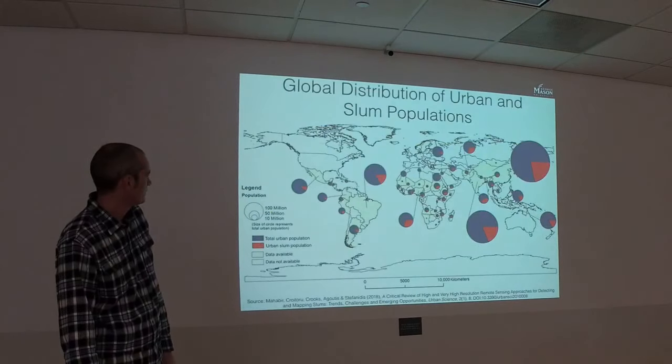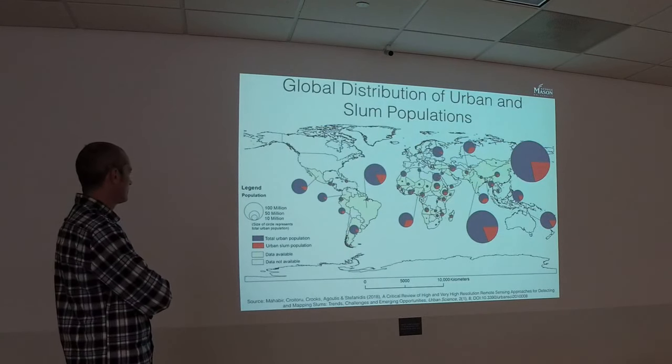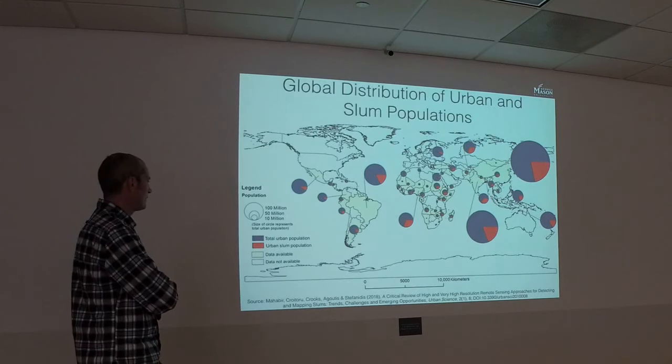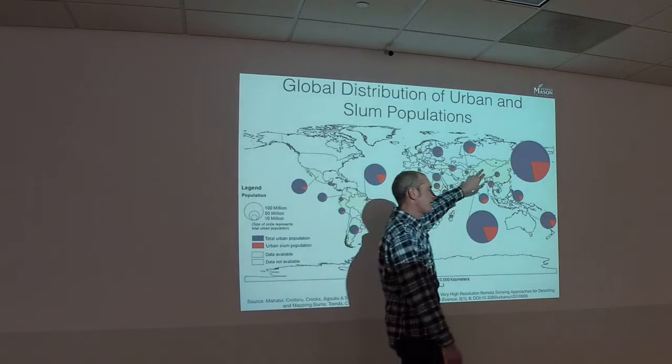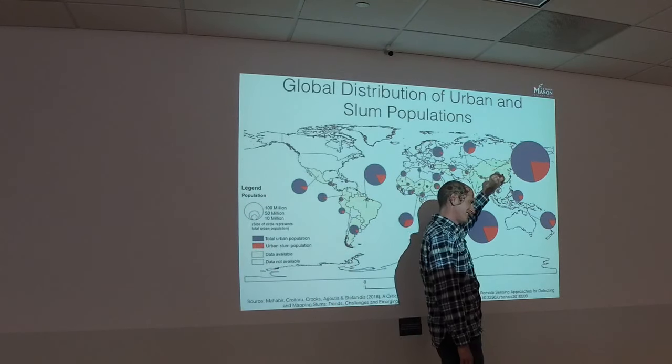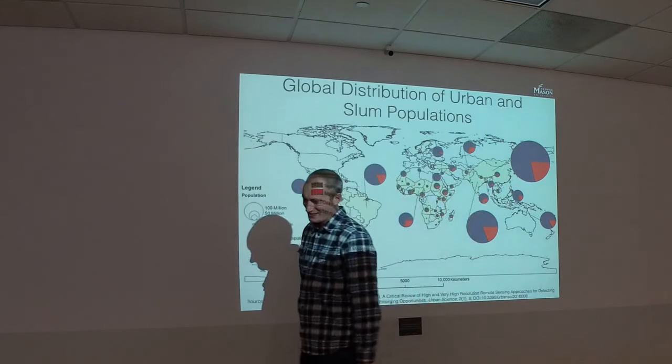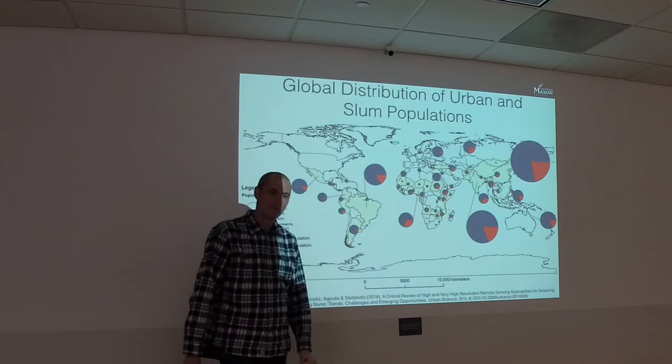Back to that one, is it your classification or somebody else's? This is from the UN data set. So some people would say China does not have any slums. Exactly. If you ask the Chinese, would they say they have slums or not?